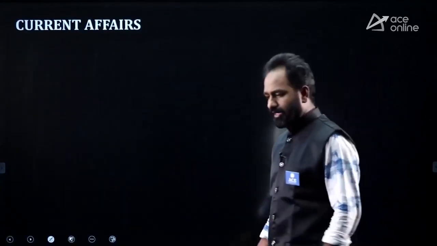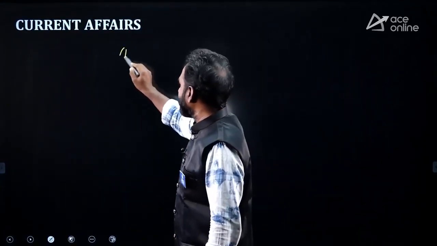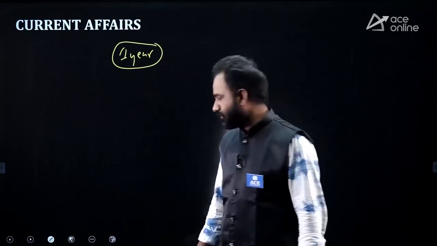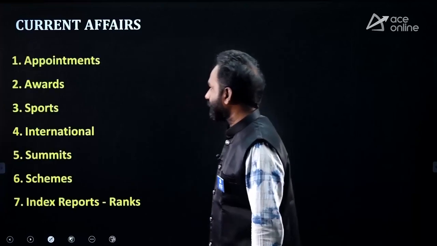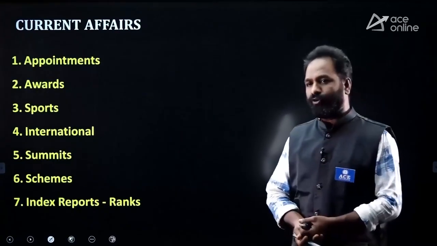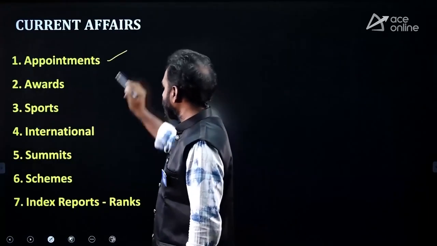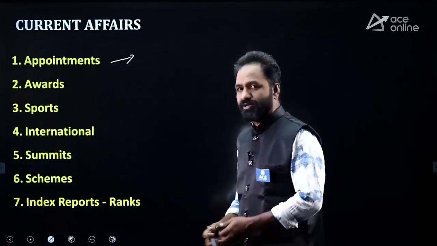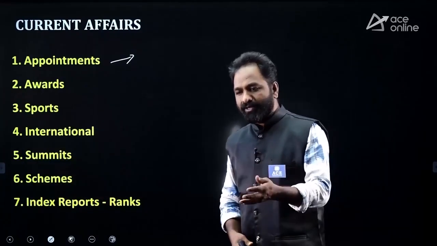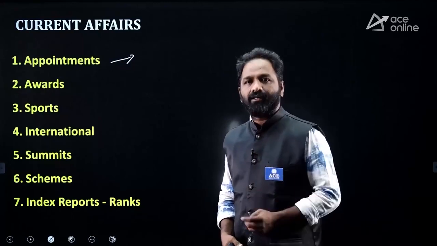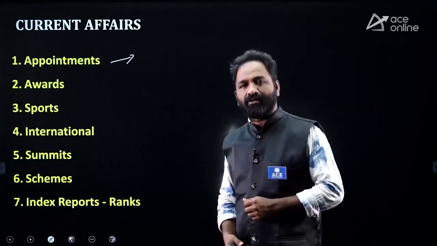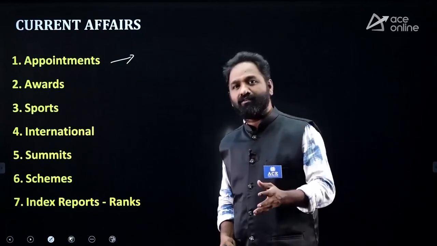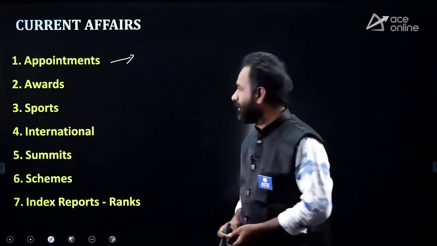Current affairs means daily. You should read at least 1 year of current affairs. That is mandatory. So in current affairs, where do we need to focus? Appointments, of course, because they are asking questions on recent appointments, maybe Comptroller General, maybe BSF head, or RBI governor recently appointed, other country prime ministers, presidents, recent chief ministers, recent governors.